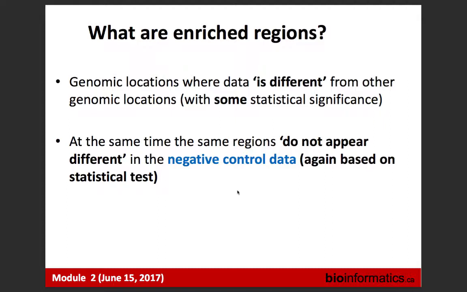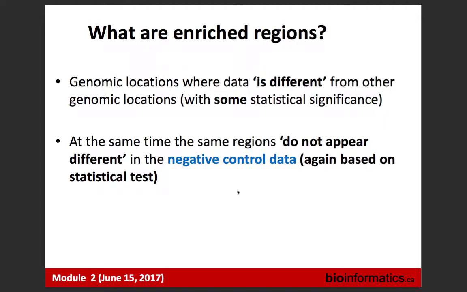And the best I can come up with is the following. There are two criteria for a region to be enriched. The first is that in our ChIP-seq experiment, this region is different from other regions, which would be not enriched. So most of the genome probably is not enriched, and some locations are different. Now if we have histone modifications where most of the genome is enriched, in this case the experiment would be looking for anti-enriched or not enriched areas, right? Because most of the genome is enriched. This is the first criterion.